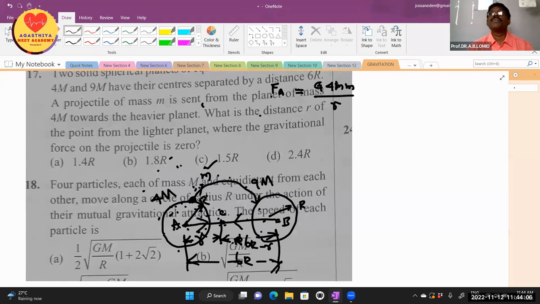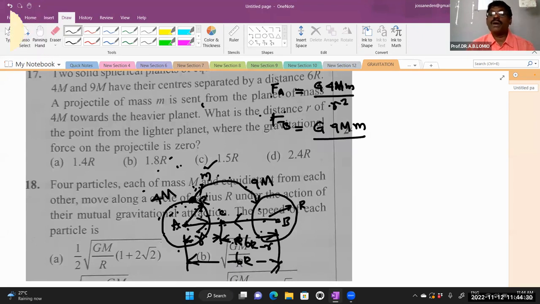Okay, this is a capital M. Now, R squared, sorry, R squared, FB. The mass of the heavier body is 9m, and the mass of the projectile is small m. The distance between the heavier mass and the projectile at which the gravitational force is equal to 0 is (6r minus r) whole squared.